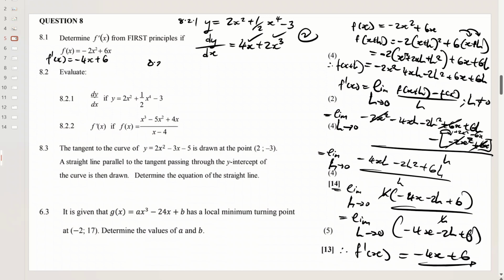So this is 8.2.2. I'm just going to first write down what we're given: x cubed minus 5x squared plus 4x, and then x minus 4. Guys, you have x, x, x. X becomes what? Your factor. Always when you hear x, x, x, that's your factor. Factor that out.